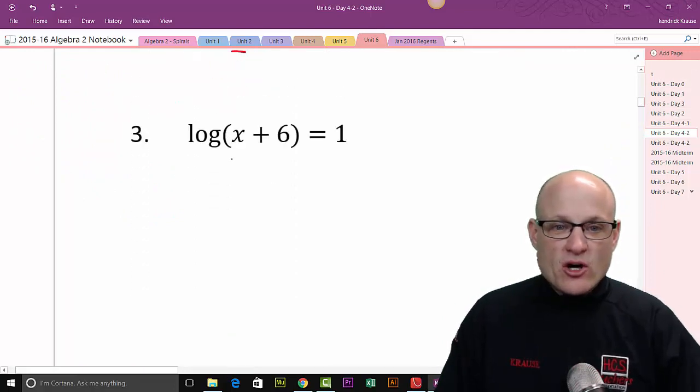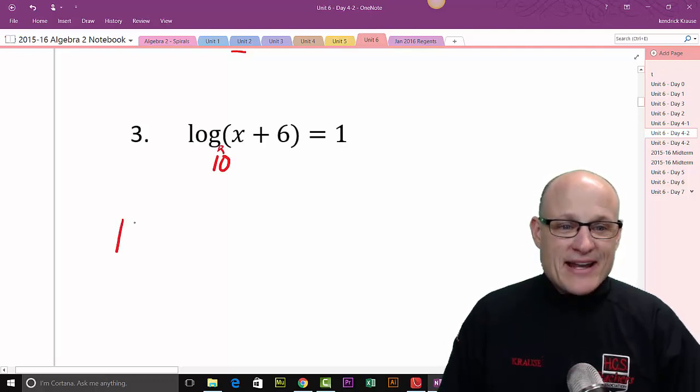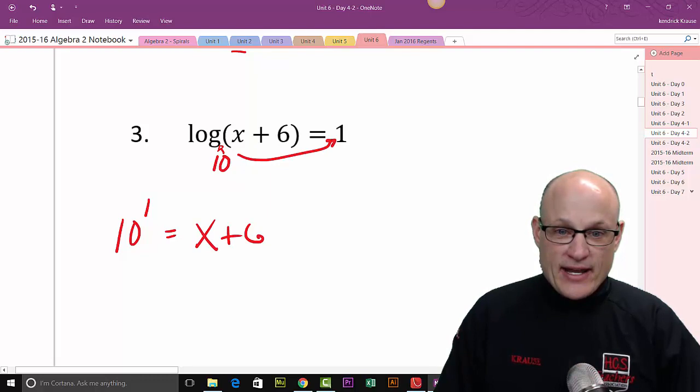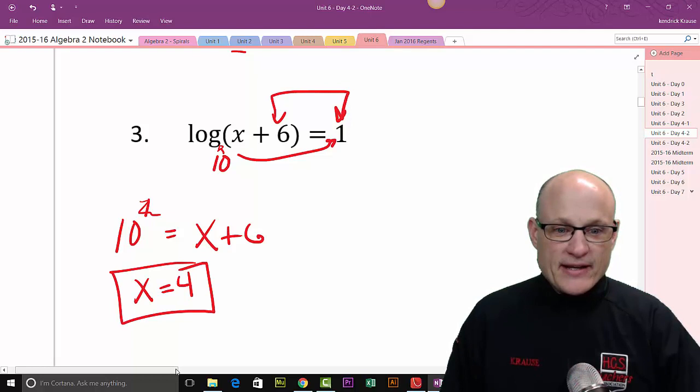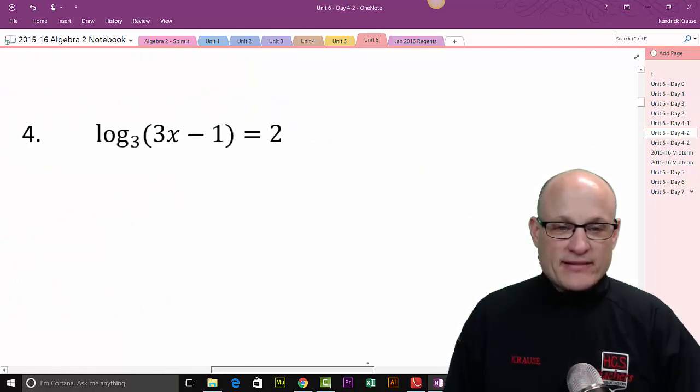All right, here we go. It's all about that base. So in this case, my base is 10. Even though I don't write it there, it's sitting right there. So 10 to the 1 is equal to x plus 6, right? 10 to that exponent, and you switch. So 10 to the 1 is just 10. So I'll subtract 6, and I get x equals 4.